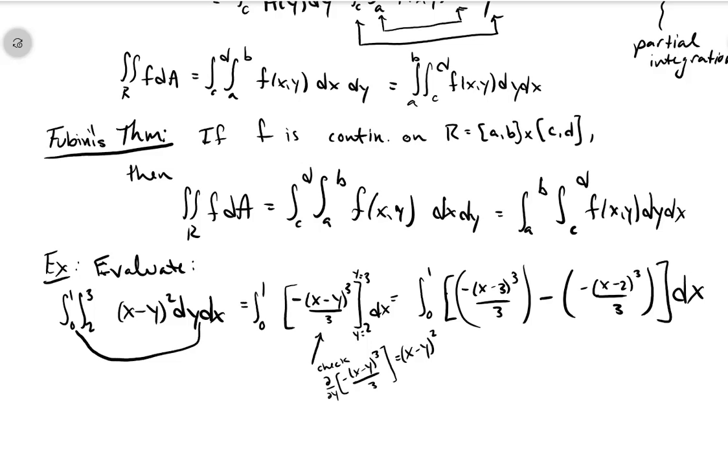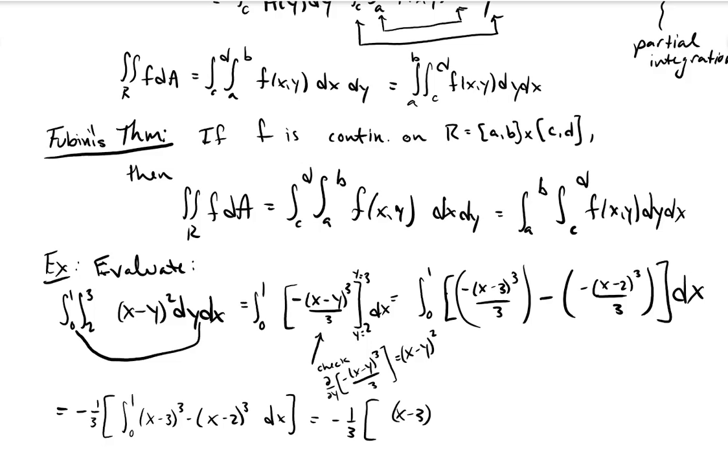And so from here, I would clean this up a little bit. I'd make this easier by factoring a negative out of everything, and probably a 1/3 as well. And then you're still integrating from 0 to 1, (x minus 3) cubed minus (x minus 2) cubed dx. Keep that negative 1/3 out front, and I'm just going to blow through this as quick as I can. Usual Calc 1 integral here, right? Integral from 0 to 1 of some x stuff. That's Calc 1. You can check my results.